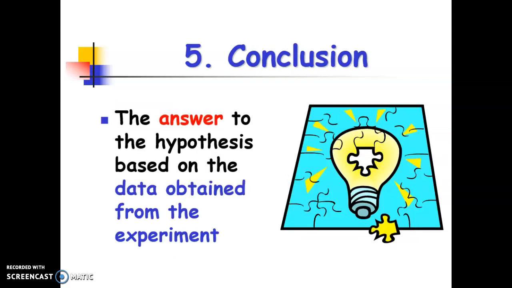Once we analyze our data, we can form our conclusion. This is basically the answer to our hypothesis. So we loop back to the hypothesis to see, did we prove or disprove it? And more importantly, what have we learned? So we're going to use the data that we've obtained from our experiment to form our conclusion.